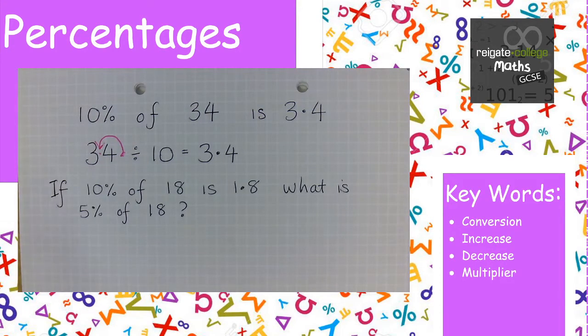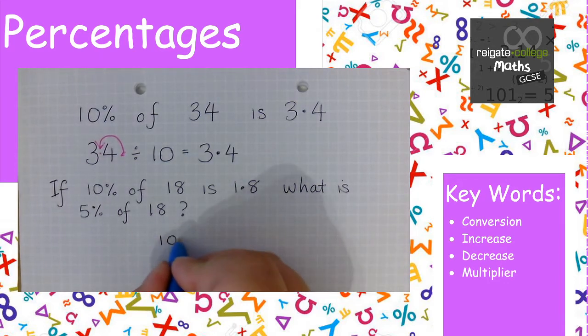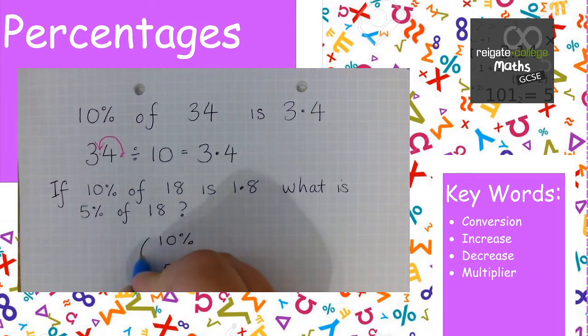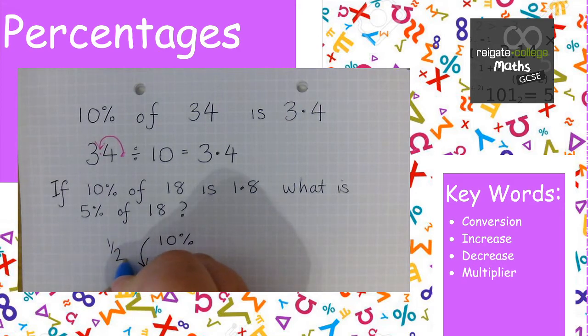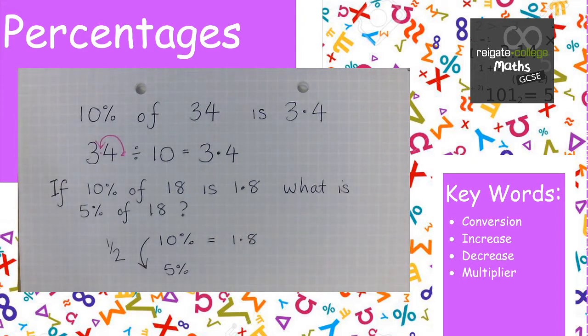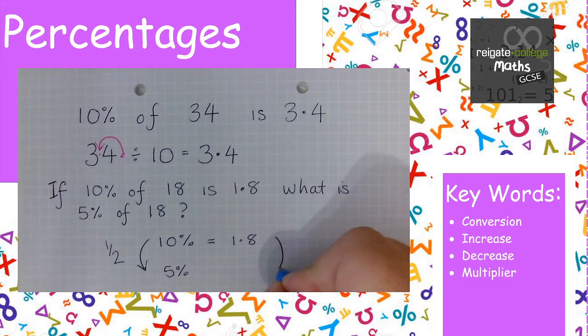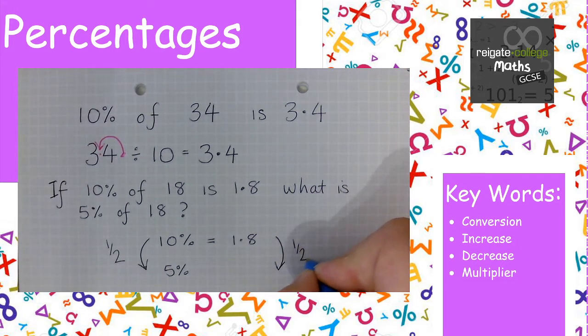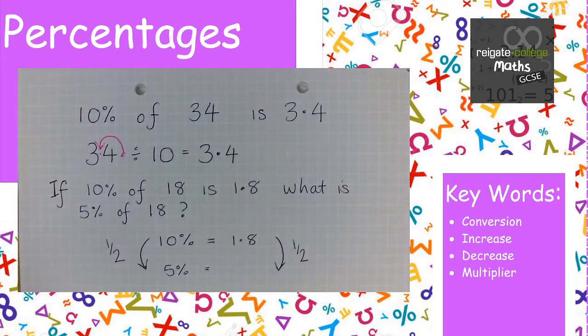My next example says, if 10% of 18 is 1.8, what is 5% of 18? And to work this out, we are going to use the 10% figure. But what we need to bear in mind here is the relationship between 10% and 5%. It's half. So if 10% of an amount is 1.8, 5% of the same amount is going to be half. And half of 1.8 is 0.9.